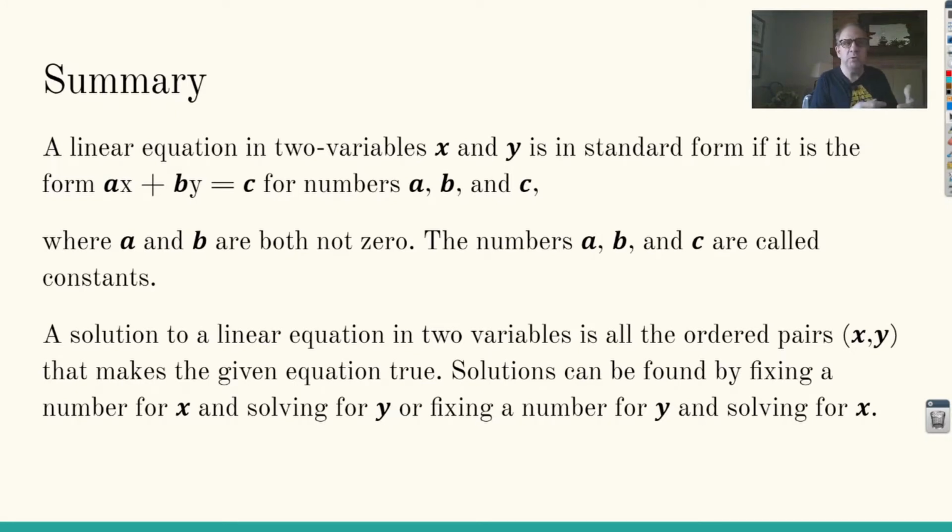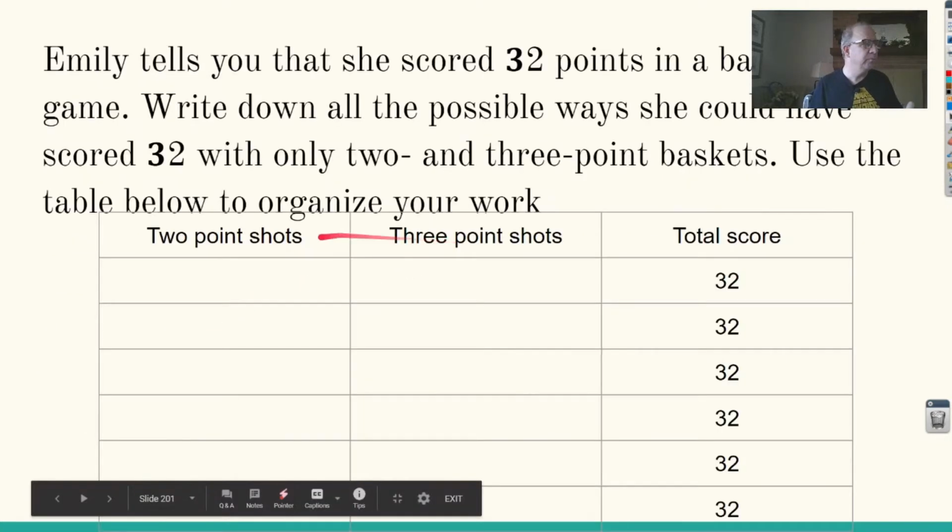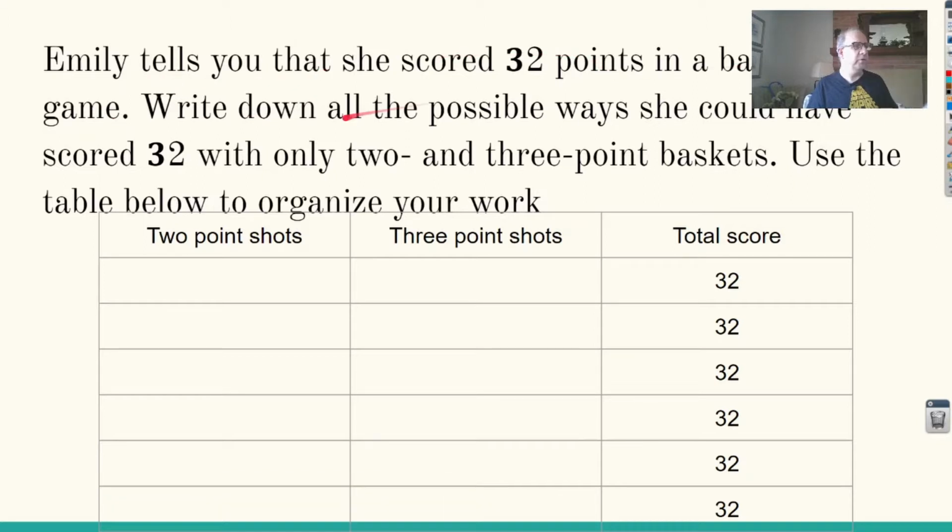If we have two variables, we can't do that because we'll have two different variables. So what we do is we say, I'm going to say this is the number for this variable, and then I'm going to solve for the other variable. So let's see how that works. Let's say Emily tells you she scored 32 points in a basketball game. Write down all the possible ways she could have scored 32 with only 2 and 3 point baskets. Use the table below to organize your work, right?